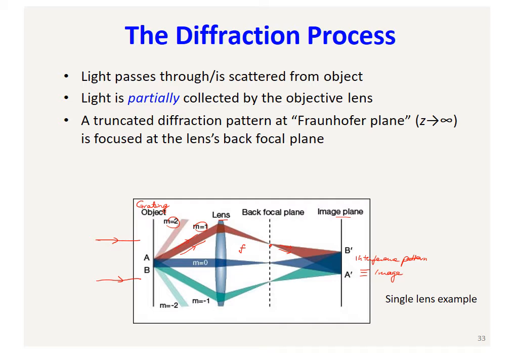An important thing to notice from this diagram is that the size of the lens limits the number of orders that can get through. In this case, we have m greater than or equal to 2 is rejected from our imaging system. So our image doesn't actually contain all of the information that the object was giving.